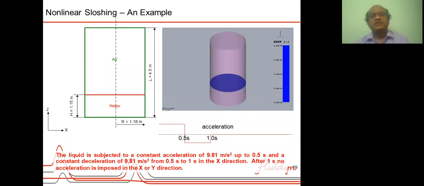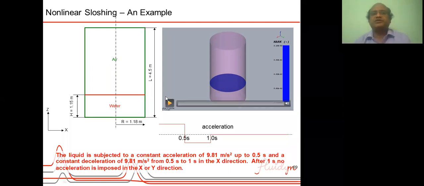Another application of this volume of fluid method is the behavior of free surfaces, like the case of sloshing of liquid in a tank. For example, this shows a cylindrical vessel which contains a liquid, and the blue surface is the surface of the liquid. If this vessel is suddenly accelerated, say according to the acceleration curve shown here, it is accelerated for 0.5 seconds and then subjected to deceleration, then there will be sloshing of this.